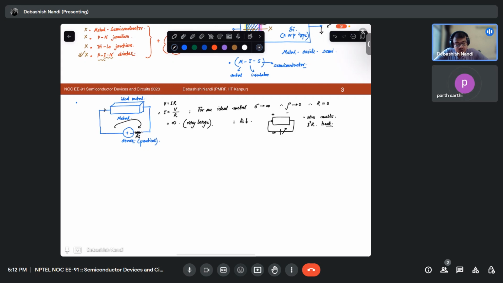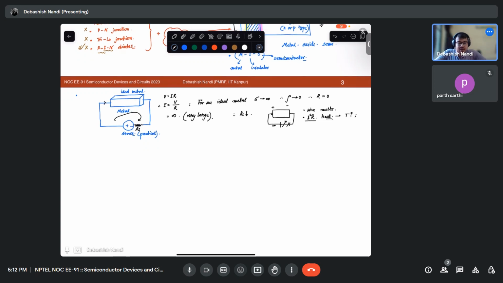Yes, sir. As your current is very high, this I square R heat will increase the temperature and eventually cross the melting point of the wire, and the circuit will then get open circuited and be lost, right? So ideally, what you are telling is that it is nothing but just an extension of the wire.